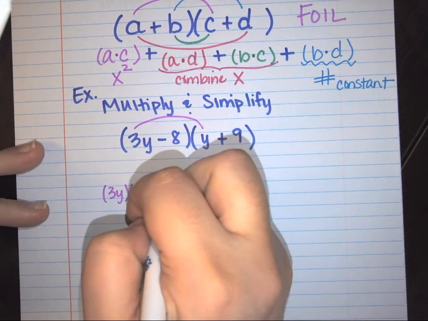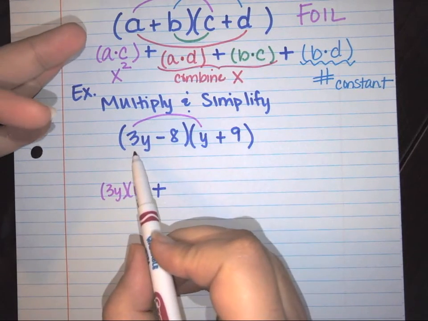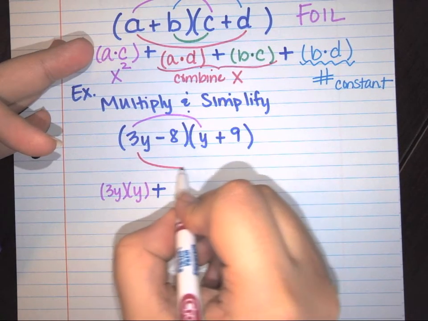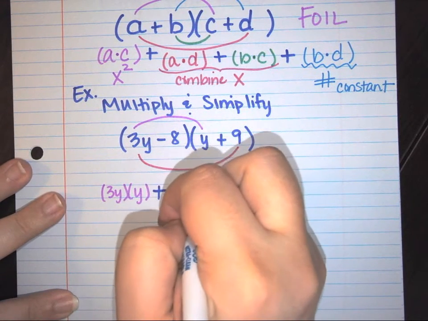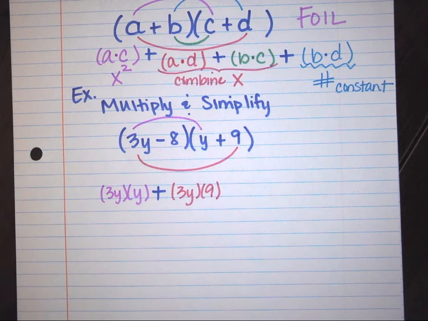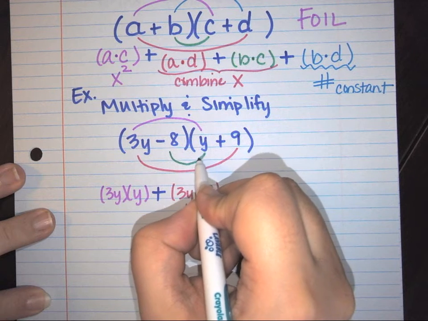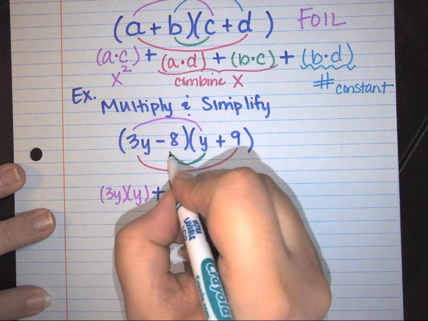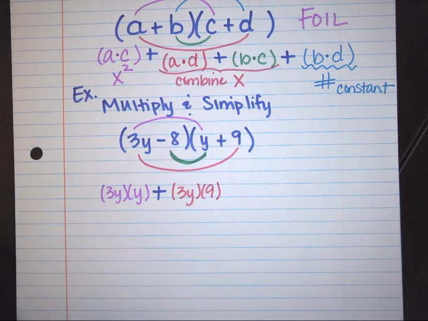So FOIL, O is outer. My outermost terms are going to be the ones that are on the ends. So it's going to be my 3y and the 9. So I'm looking at these outer two terms here. So this is going to be my 3y and my 9. Okay. Then I have to do my inner terms. So my inner terms are, again, the ones that are right next to each other. And with these terms, I want you to notice that my sign on the 8 is negative. So you have to bring that with.